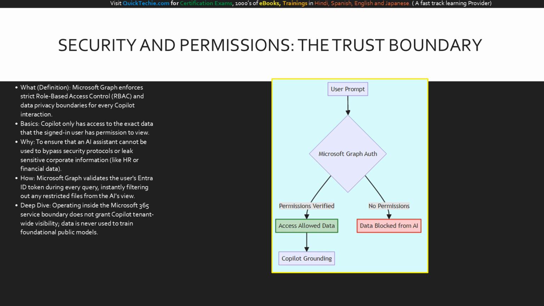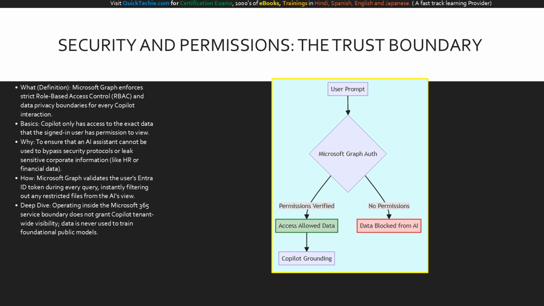This decision tree highlights the absolute security mechanism built into Microsoft Graph. We start at the top with the user prompt. Before any AI magic happens, the request must pass through the Microsoft Graph auth gate. This is your security bouncer. If the system detects that a user is trying to query confidential HR files they don't own, the path branches to the right, data blocked from AI. The AI is completely shielded from this data.